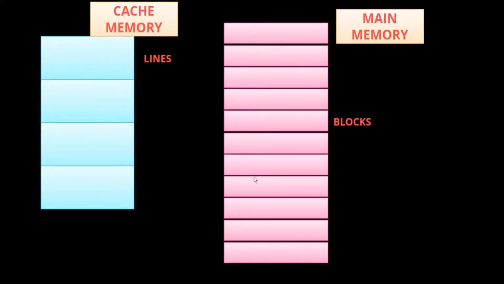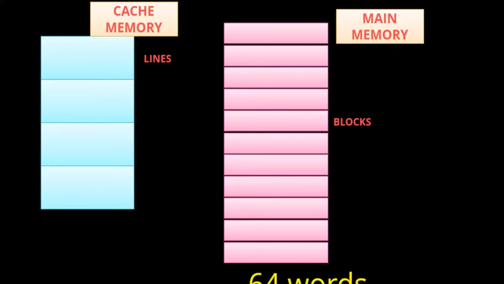For our understanding, we are dividing this main memory into blocks. This one is called a single block, and we are dividing this cache memory into lines. Always a block and a line will be equal in size. I'm just naming: for main memory we are dividing into blocks, and for cache memory we are dividing into lines. It's just for our imagination and understanding.